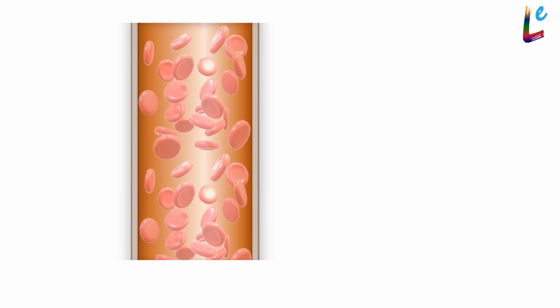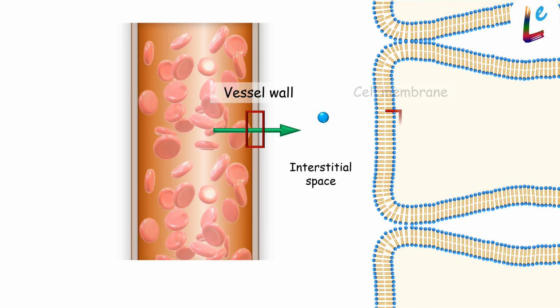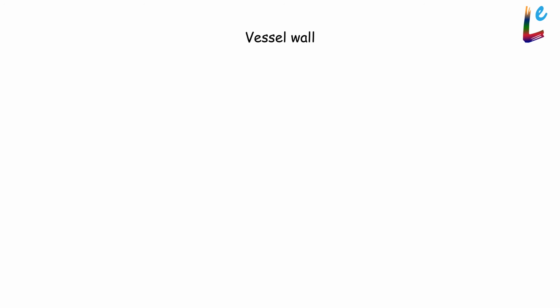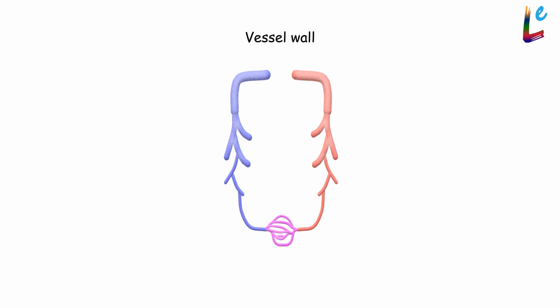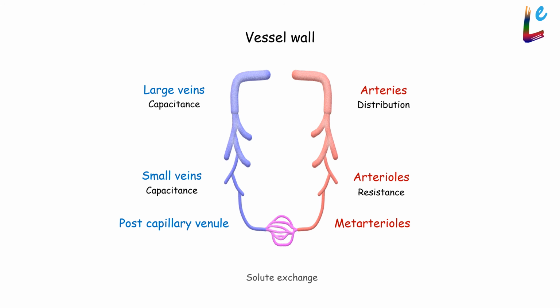For this, first the drug has to cross the vessel wall to enter the interstitial space and then cross the cell membrane to enter the intracellular space. Let's start with the vessel wall. We know from our physiology lessons that in the vasculature, the exchange of the solutes takes place primarily at the level of the capillaries.